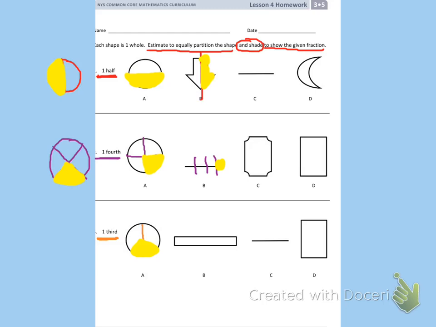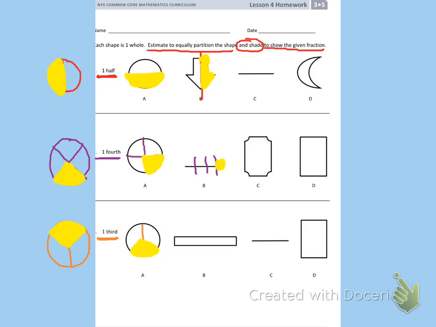I could also take my circle and do it this way. Let me try that again. I think that's a little bit better. And then I will shade again one portion of my circle, or 1/3.